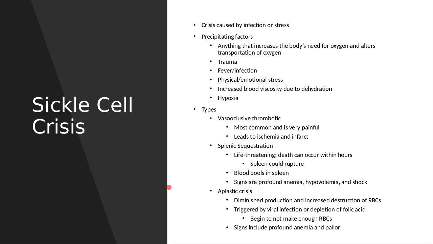This is diminished production and increased destruction of red blood cells. It's triggered by a viral infection or depletion of folic acid. The body will begin to not make enough red blood cells to survive. And signs include profound anemia and pallor.